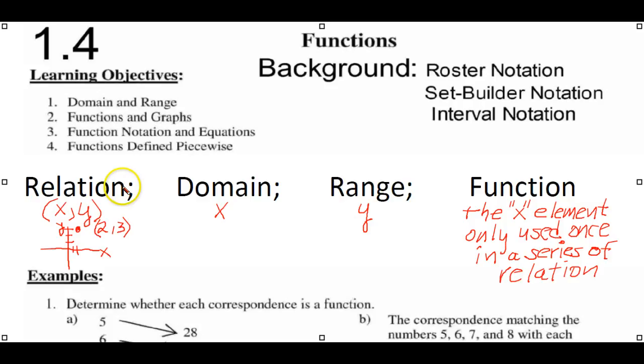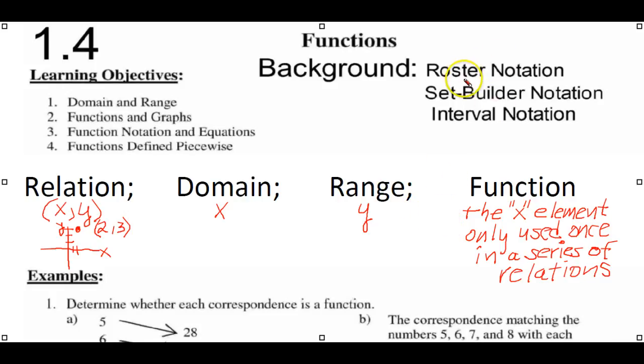Now, in mathematics, many things could be a relation, but in order to be considered a function, the x element, that is the items that go along the x-axis, can only be used once in a series of relations. And we'll give you examples of this as we go on.